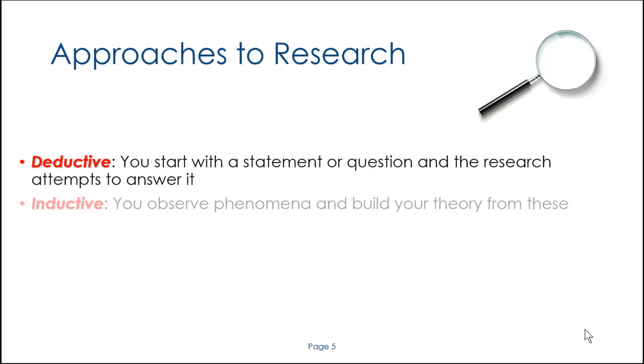The second type is inductive research, and as it explains here, in this case you collect data and observations about a particular situation, and from those findings you try and draw up a rule or an explanation to explain what's going on.